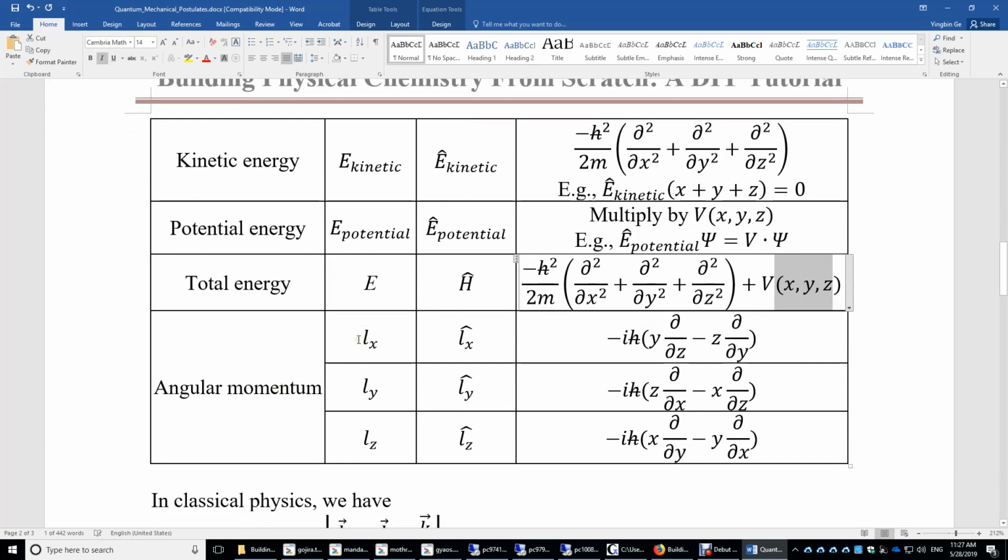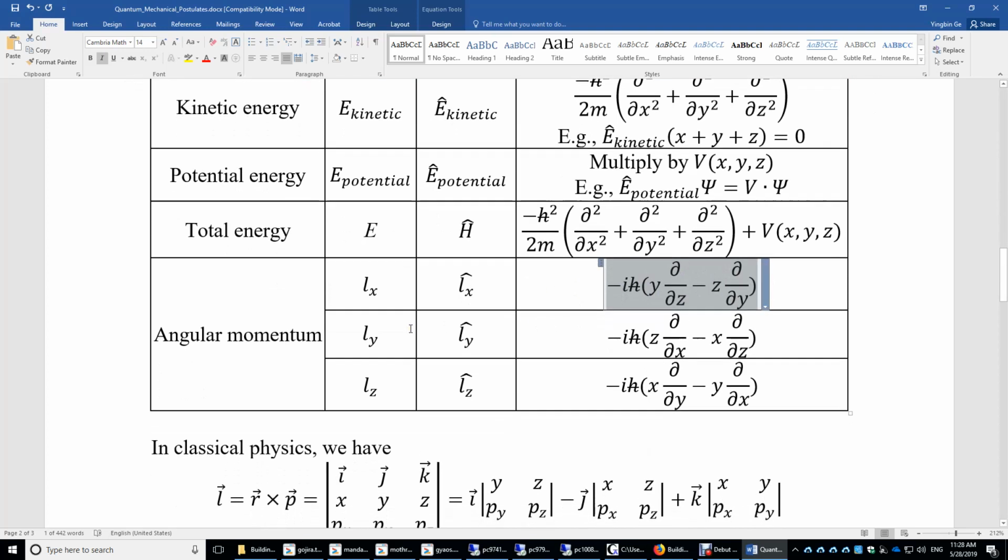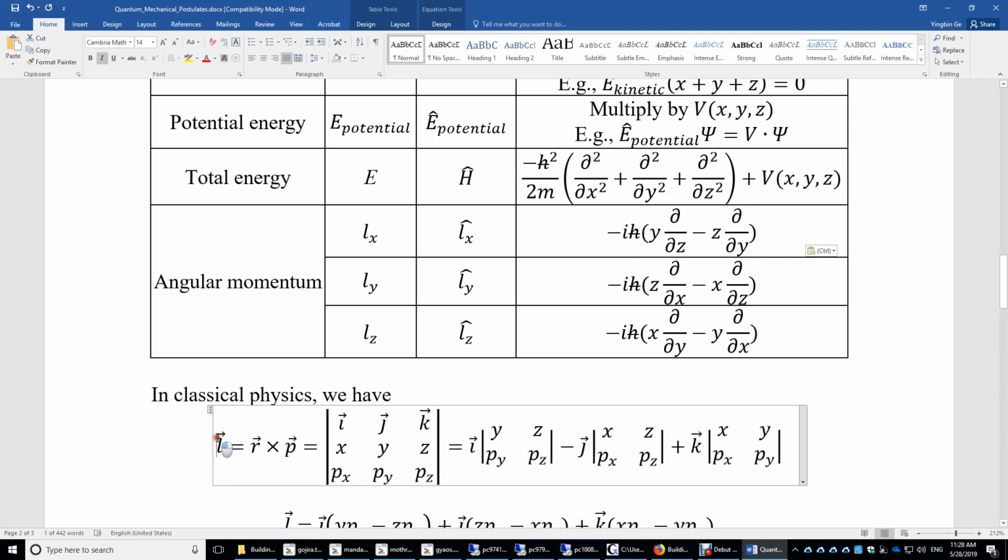Angular momentum. In classical mechanics, usually people use L sub x to denote the angular momentum along the x direction. And then in quantum mechanics, again, we put a caret on top, and this is the operation. We simply apply this operator to the wave function of interest. It looks very complicated, but in classical physics, the angular momentum is equal to the cross product of the position vector and the momentum vector of the particle.